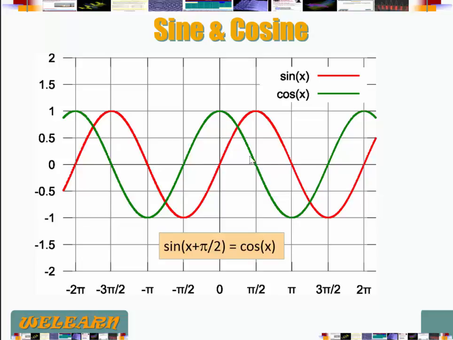So the cosine function is the same as a sine function, except it is displaced along the x-axis, which is expressed this way: sine of x plus pi over 2 is equal to cosine of x. That's a relationship between both of them.